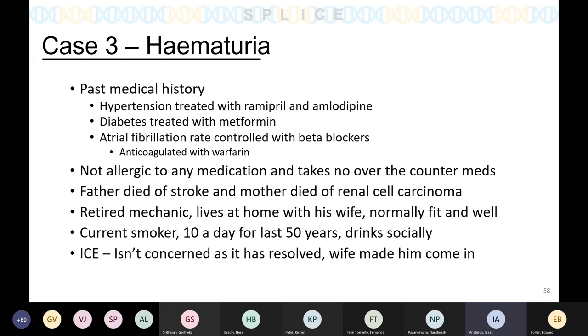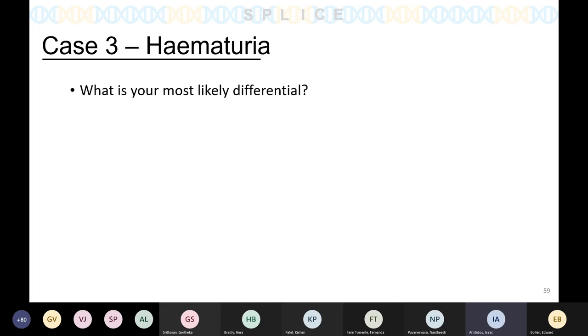So he's not allergic to any medications. His father died of a stroke. His mother died of renal cell carcinoma. Retired mechanic, lives at home, normally fit and well. He smokes. He's got quite an extensive smoking history. But he isn't concerned as it's resolved. So given that, what is your most likely differential in this case?